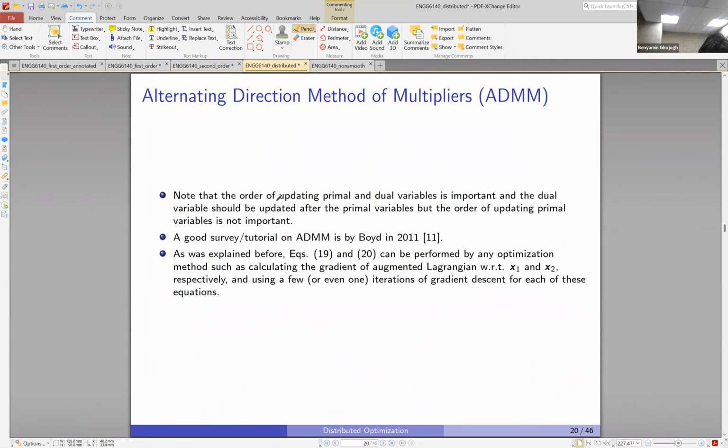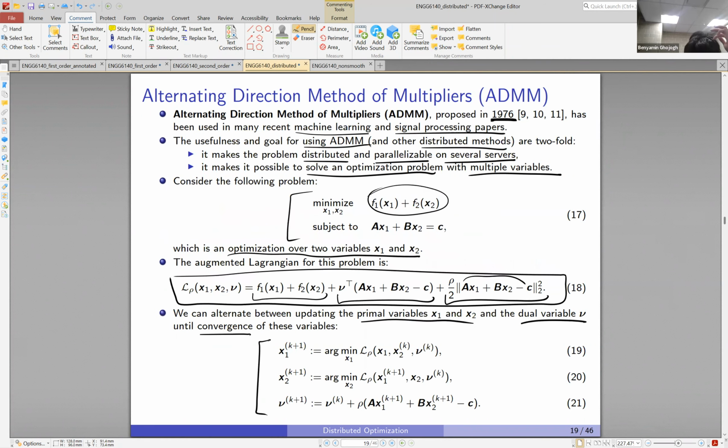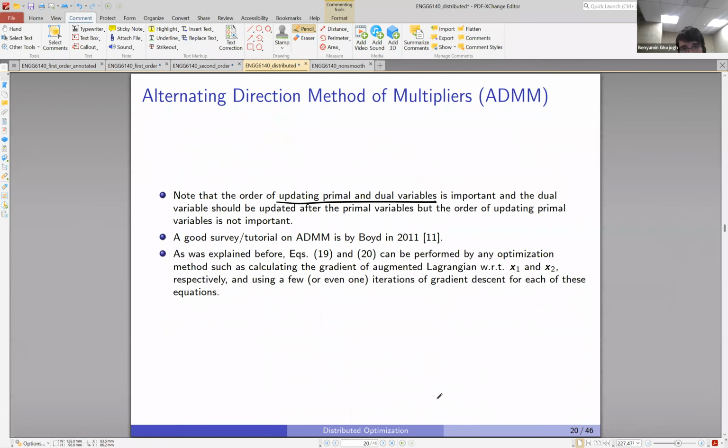Note that the order of updating primal and dual variables is actually important. For the order of updating the primal variables, we don't care much. If you change the order of these two, we don't care much, as long as you take care of the indices. But usually in ADMM, you need to update the dual variable at the end. In practice, it has been seen that the dual variable should be updated after the primal variables. A good survey or tutorial on ADMM is by Boyd, published in 2011.